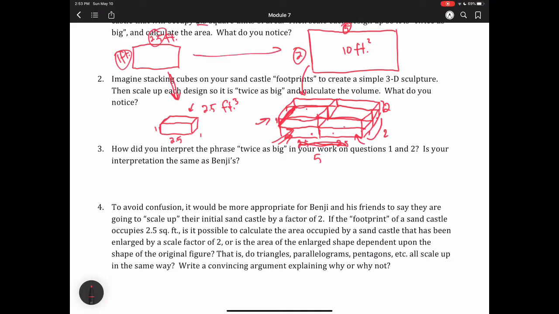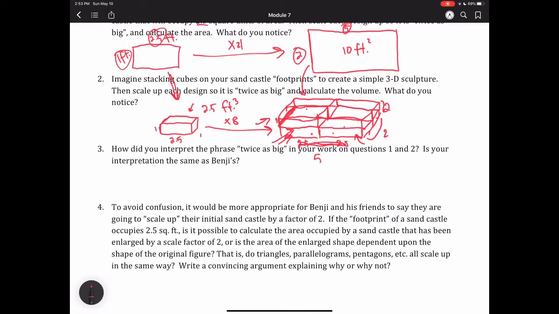From here to here, we went up by a factor of 4. And from here to here, when we doubled with our cubic diagram, we actually went up by a factor of 8, right? So when we're interpreting the phrase twice as big, in 1 and 2, our interpretation was maybe a little different than Benji's, right?